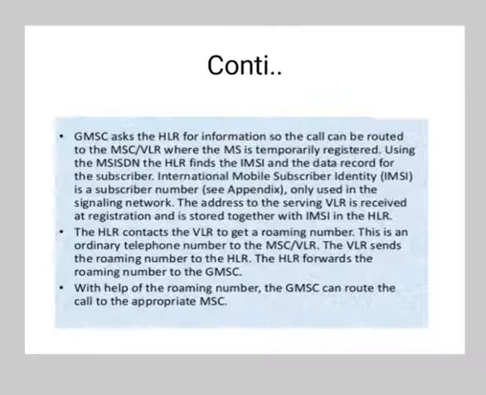The HLR contacts the VLR to get a roaming number. This is an ordinary telephone number to the MSC or VLR, which sends the roaming number to the HLR, and it forwards the roaming number to the GMSC. With the help of the roaming number, the GMSC can route the call to the appropriate MSC.